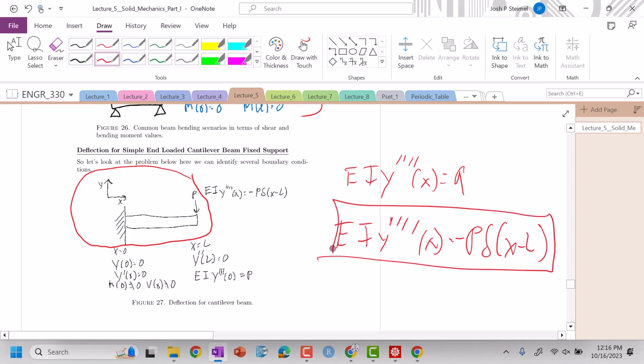Now we need 4 boundary conditions. So we can set those up. So we can say, again, at this boundary, our deflection must be equal to 0, and the slope must be equal to 0. At this boundary, we know that the moment must be equal to 0.